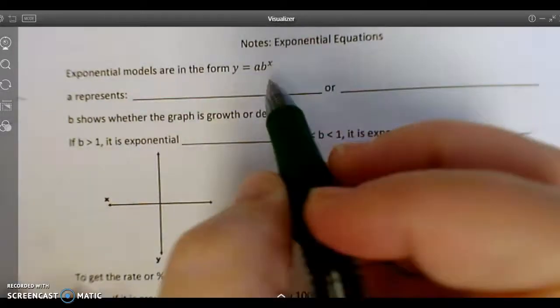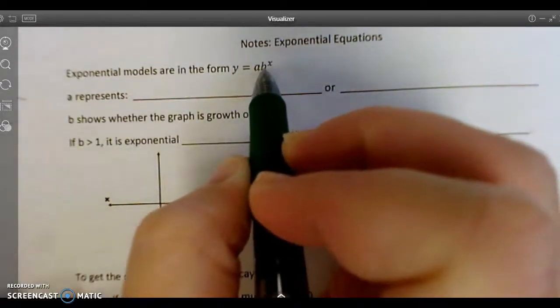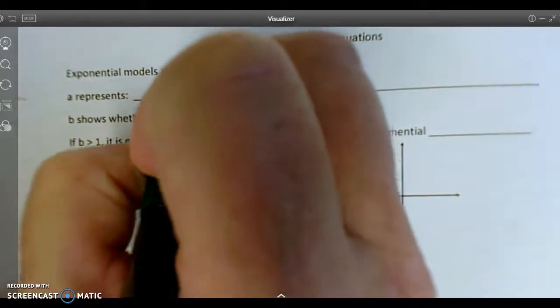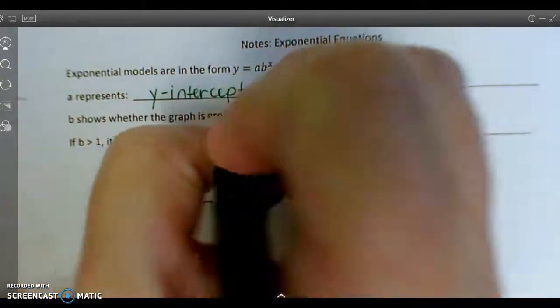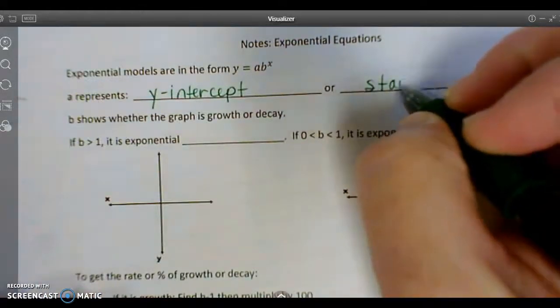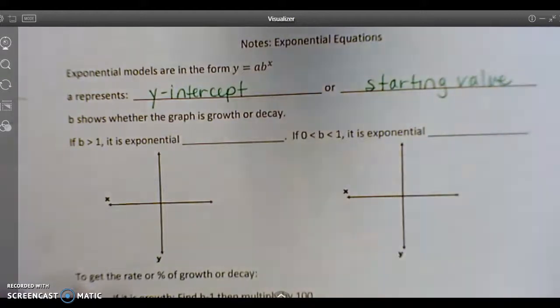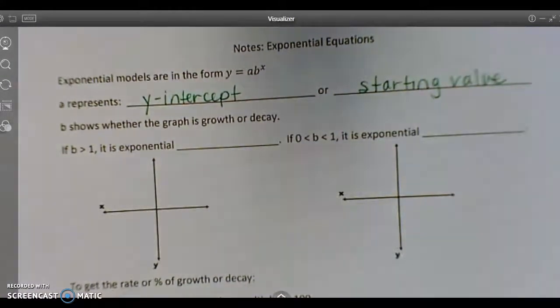Alright, so a b to the x is the equation, that's the standard equation. A represents either the y-intercept or the starting value. So depending on the type of problem that you have, it might say what's the y-intercept, or it might say what value do you start with, and it's always the a value. B shows whether the graph is growth or decay, and growth is going up, decay is coming down.